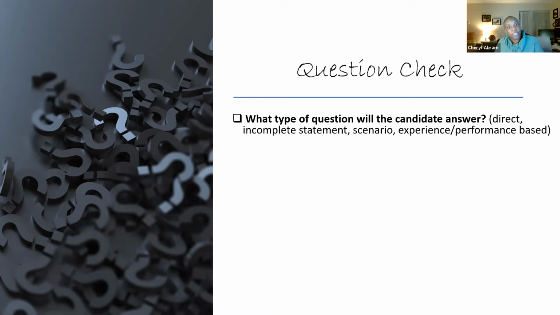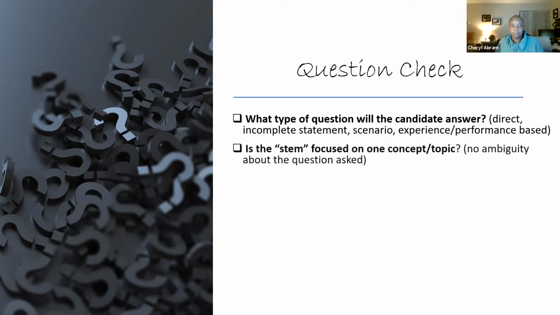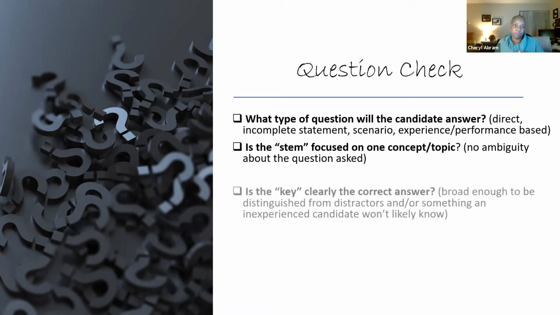So first, what type of question did they write? Or what type of question will the candidate answer? Will it be a direct, incomplete, scenario, experience, or performance-based question? Is the stem focused on one concept? There's no ambiguity about the question being asked. So candidate, when you read that question, it should be very direct. There should be no ambiguity about what's being asked.